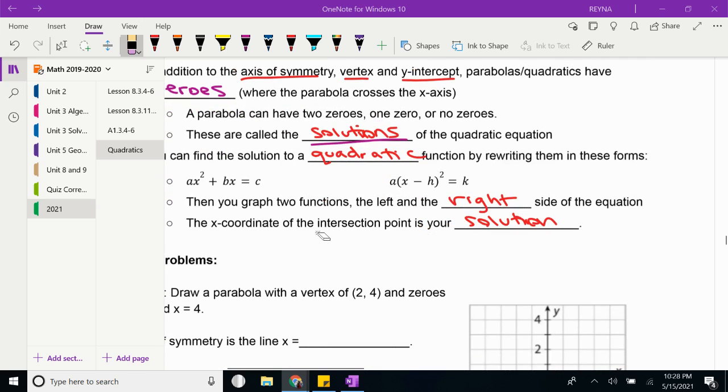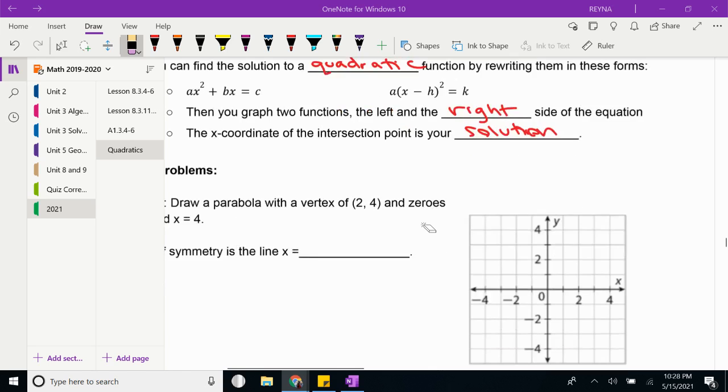One way, if you want to just do it by the equation, you can set C to the other side of the equal sign and you can set K to the other side of the equal sign. Graph each side of the equal sign, where they intersect, that will be your zero. That's one way to do it. We're not gonna do it like that today. I'm gonna show you a different way. But just so you know, that is one option.